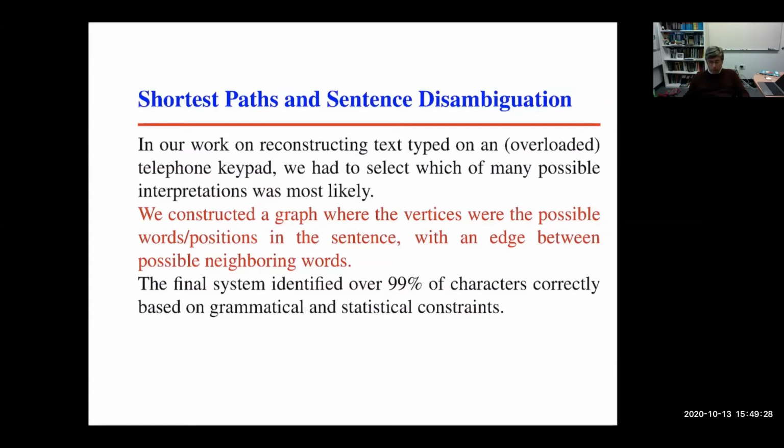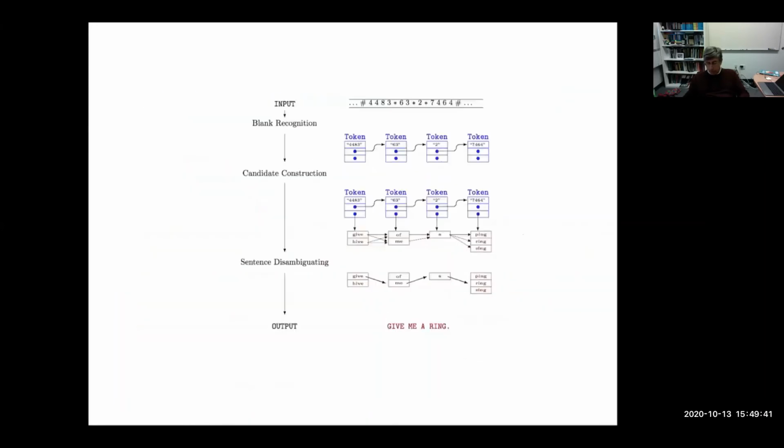How did we do it? Well, we thought of this as a graph problem where the vertices were words and there was an edge between neighboring words. What do I mean by that? Here's a picture of what we were doing. Let's say you typed in this phone message. There were sequences of tokens that corresponded to words. The convention we said was that you hit a star whenever you were finished with a word. Type word, star. Type word, star.